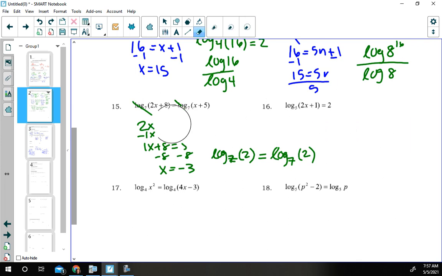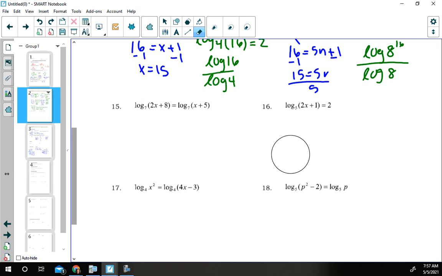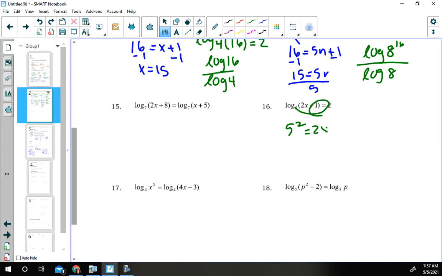All right, my next one here, I don't have a log to cross out, so I'm going to have to do my swirly. So I've got 5 squared is equal to 2x plus 1. So 25 is equal to 2x plus 1. 24 is equal to 2x. x is equal to 12. Plug it back in and check it for me. So pause the video, you plug it back in and check it.